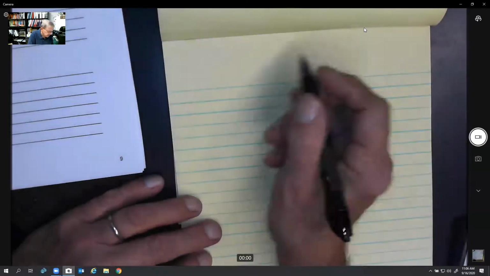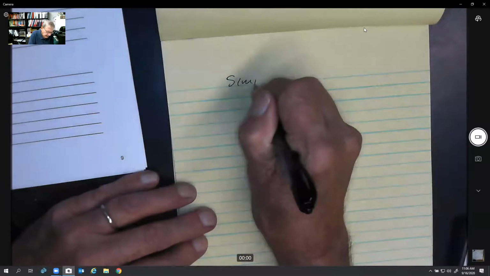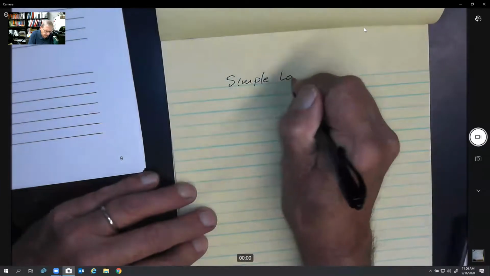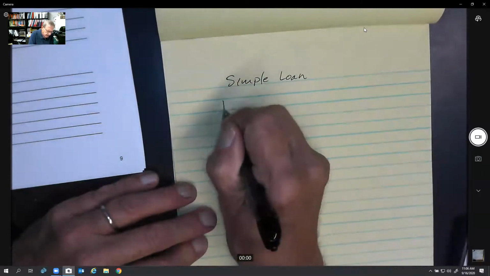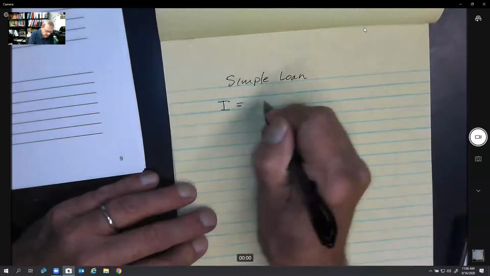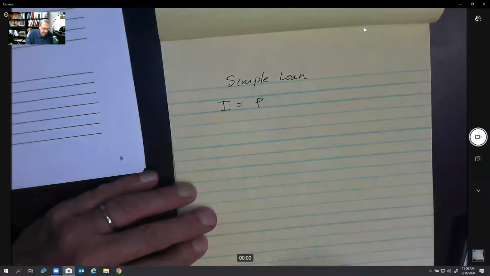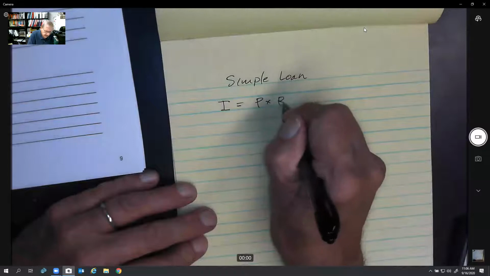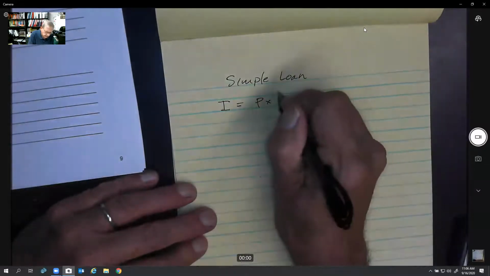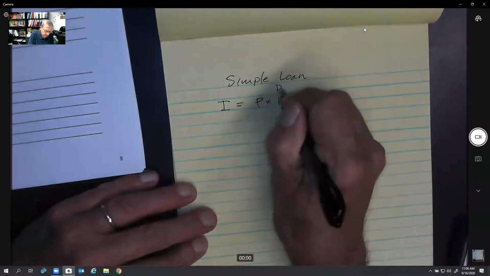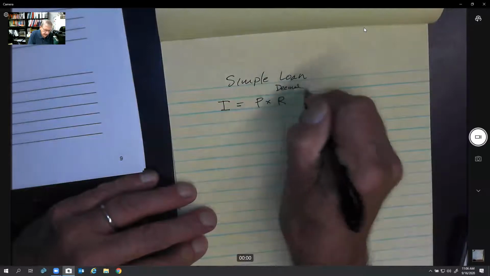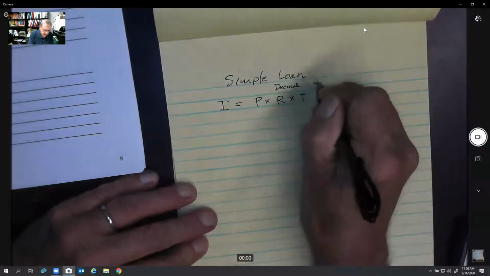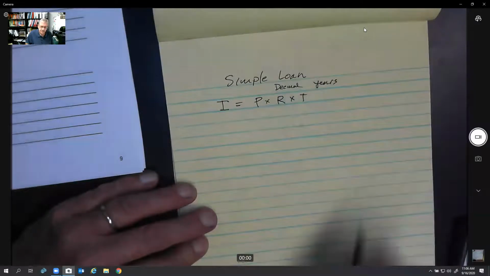Let's say you're going to make out a small loan. One of the simplest loans you can take out is a simple loan. And on that simple loan, you have to pay interest. Interest equals principal. That's how much you're borrowing. Times rate. That has to be in a decimal. Has to be a decimal. Times time. And time has to be in terms of years.